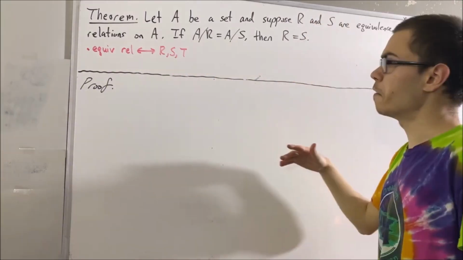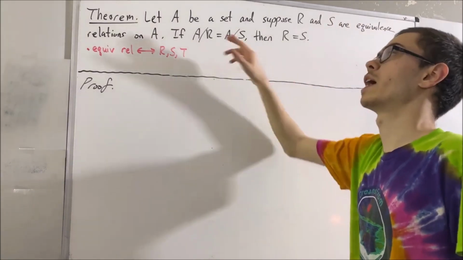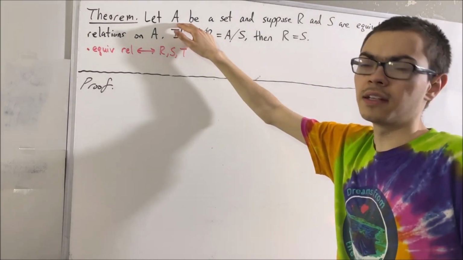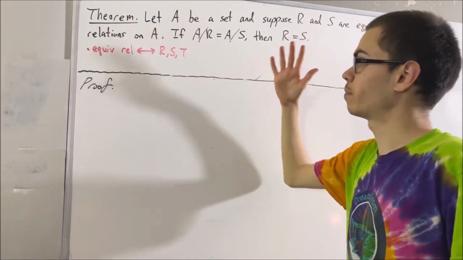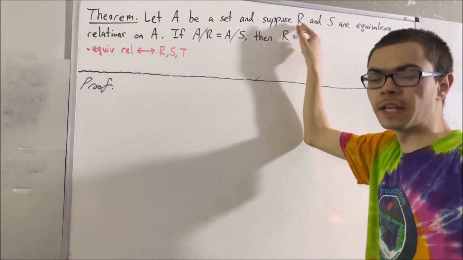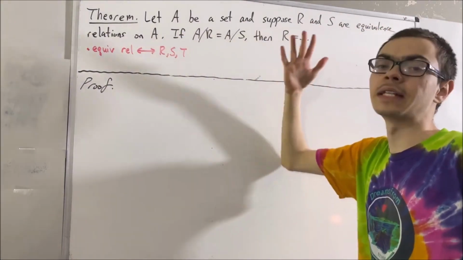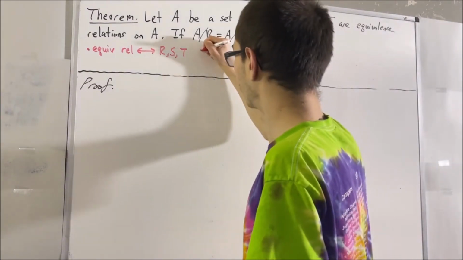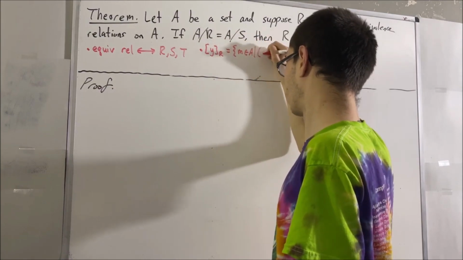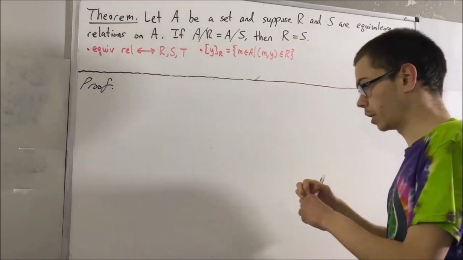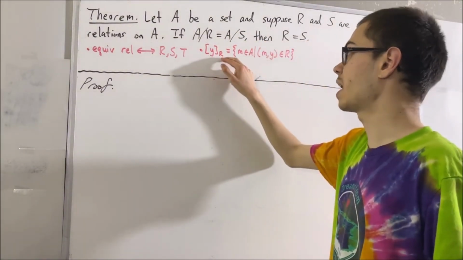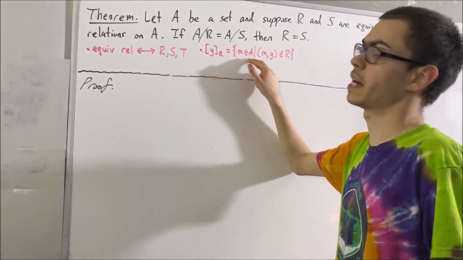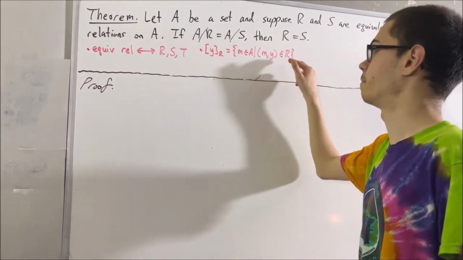And second, if we have some element, say y in A, then the equivalence class of y with respect to R is the set of all elements M in A, such that M comma y is an element of R. And similarly, the equivalence class of y with respect to S is the set of all elements M in A, such that M comma y is an element of S.